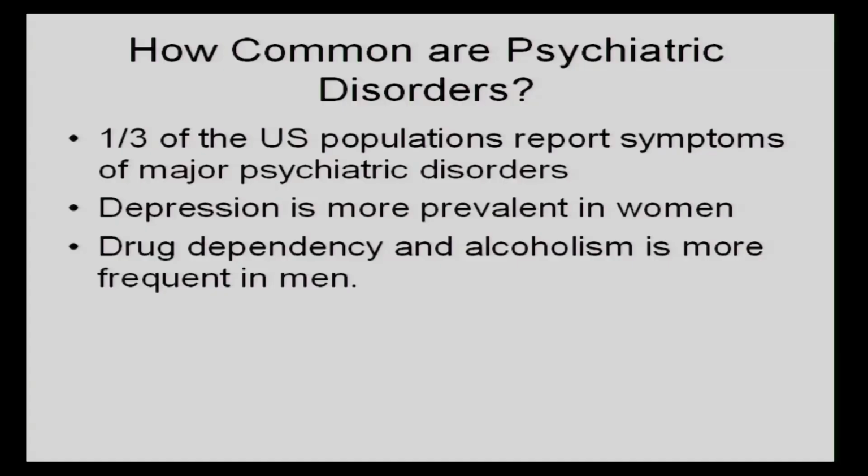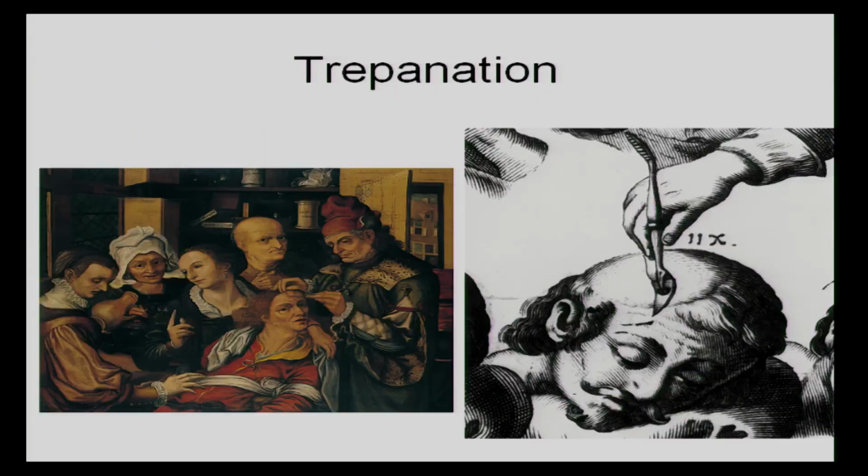It's actually quite stunning when you think about the fact that one third of the US population show symptoms of major psychiatric disorders. That's a huge proportion of the US population. Depression is one of them. This neuropsychiatric syndrome is more prevalent in women. Drug dependency and alcoholism are more frequent in men.